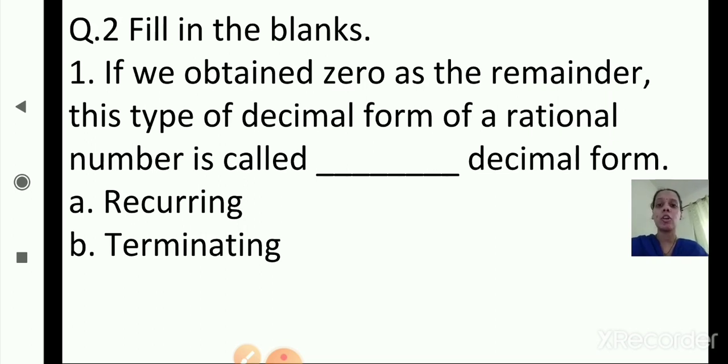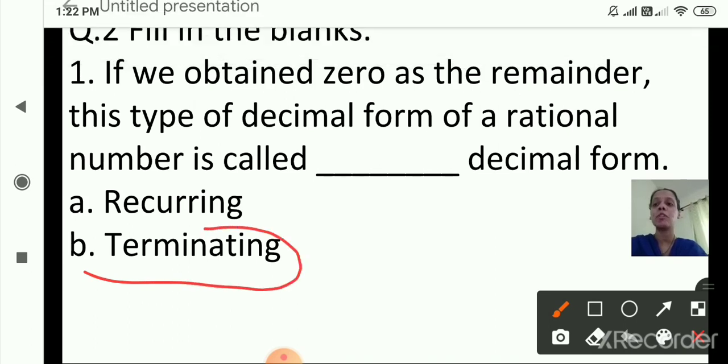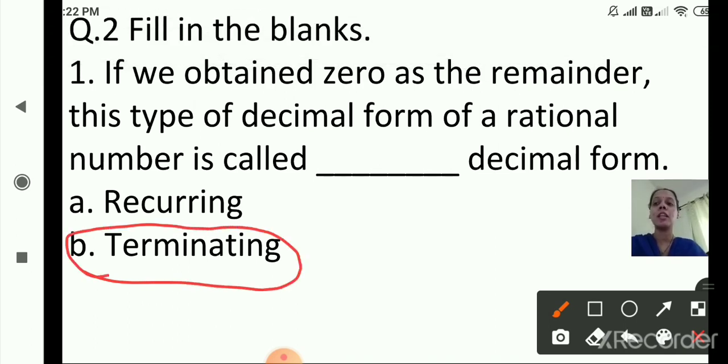So which is the correct option? Yes, option B, that is terminating, is the correct option. So you will select option B, terminating. If we obtain 0 as the remainder, this type of decimal form of a rational number is called terminating decimal form. Okay, hope you are clear till here.